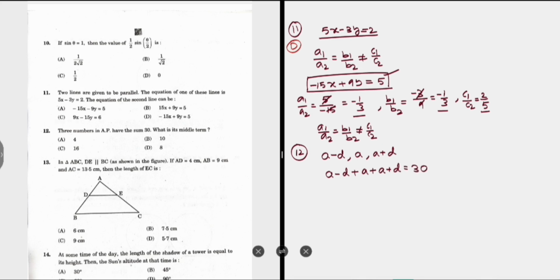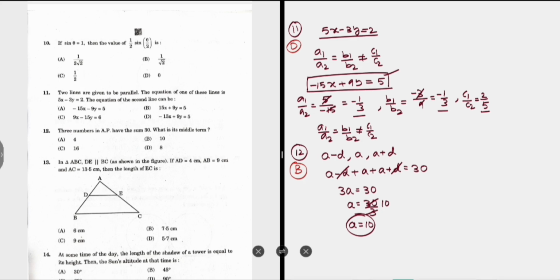It is given. So in this, what happens? Minus D plus D will be cancelled. Then we get 3A is equal to 30. Then A is equal to 30 by 3. Then A is equal to 10. So A is equal to 10 is the correct answer. Option B is correct. Question number 12, option B is correct.